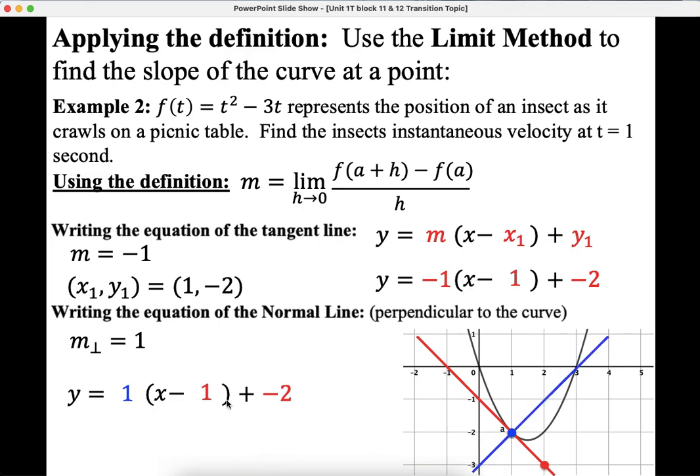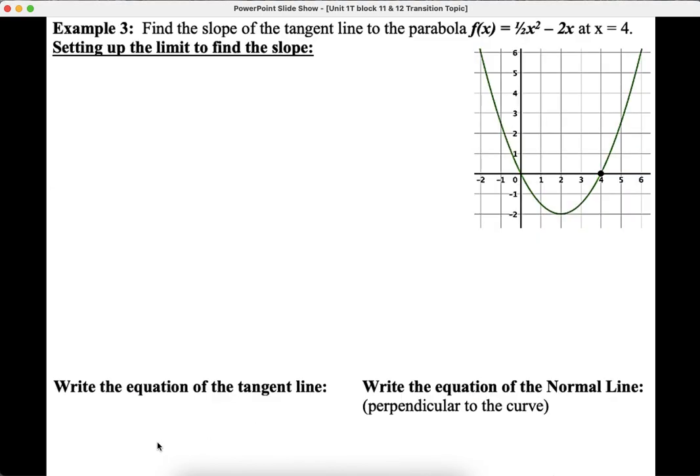So using that point slope form is a very efficient form. And so those are the skills that we need to work on for the next 2 days: the limit method, and then writing these equations for the lines once we get our slope. Okay, so let's try this again.